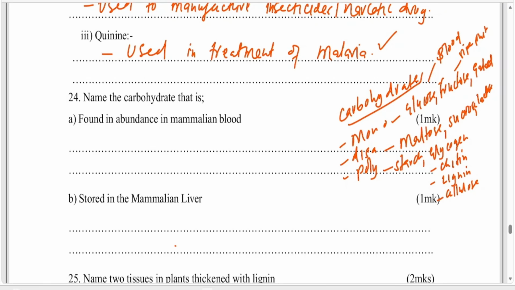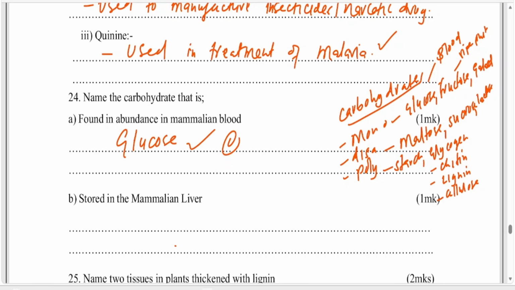So answering this question, we name the carbohydrate. All these that I've mentioned are referred to as carbohydrates. So we know the categorization of monosaccharides, disaccharides, and polysaccharides. All of them are carbohydrates, be it glucose, fructose, maltose, sucrose, or starch. Therefore, the carbohydrate that is abundant in mammalian blood is glucose.